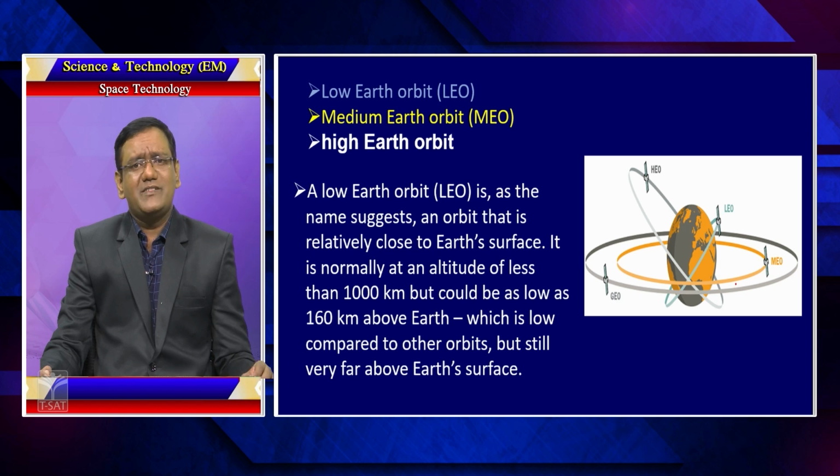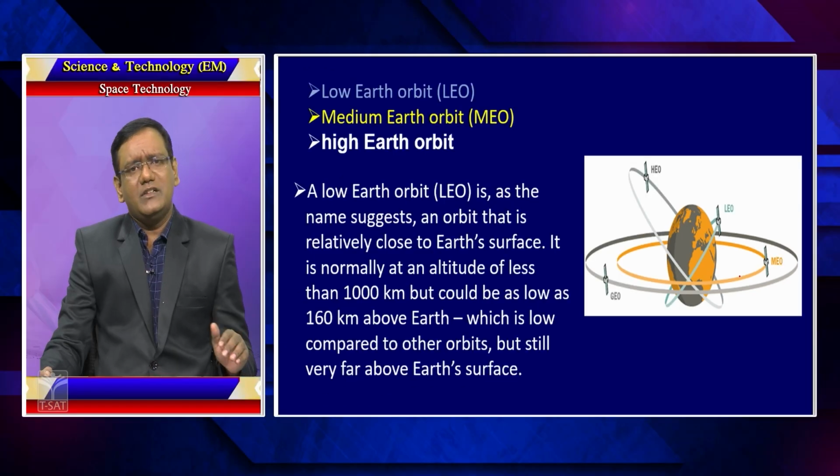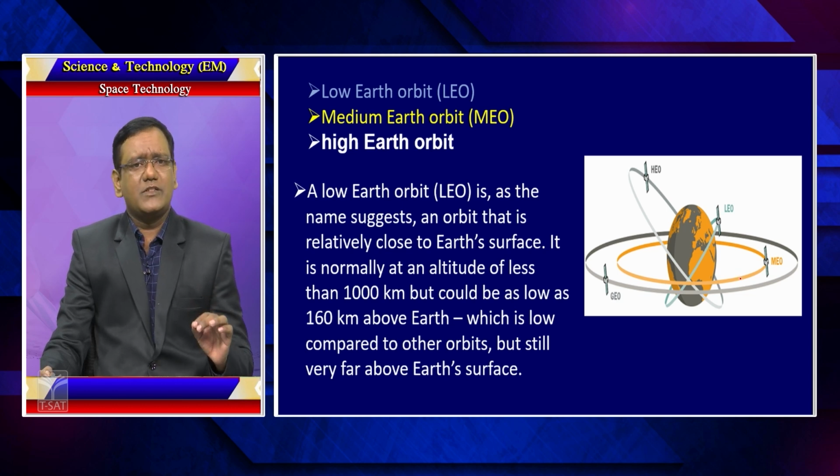These orbits are basically low Earth orbits, medium Earth orbits and high Earth orbits. They are different types of orbits, but they are categorized based on the height of the orbits from the Earth. A low Earth orbit is, as the name itself suggests, any orbit that is relatively close to the Earth's surface.